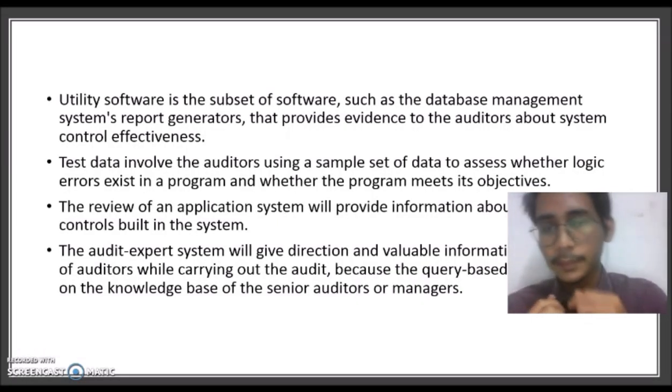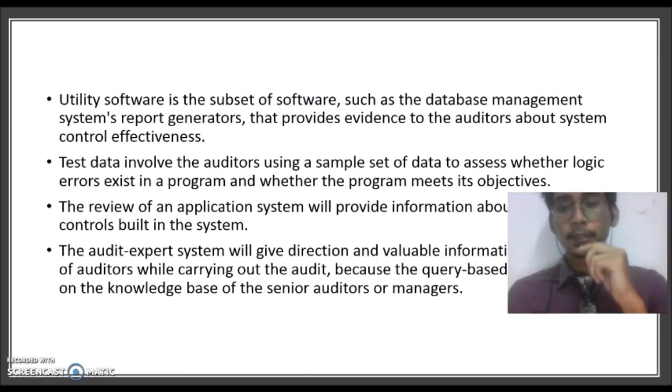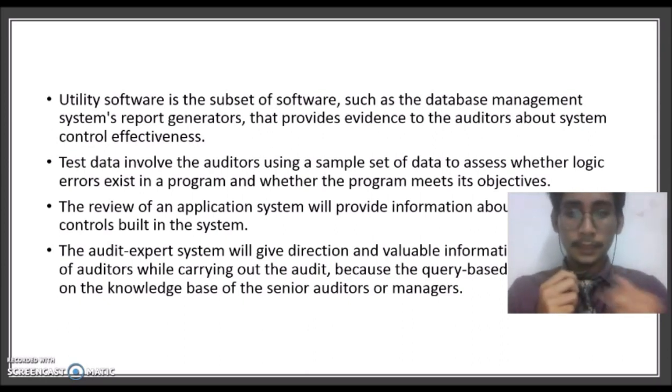So next, besides generalized audit software, there is also utility software, which is a subset of software. Utility software actually provides evidence to the auditors about system control effectiveness. And besides utility software, there is also test data, which involves the auditors using a sample set of data to assess whether logic errors exist in the program and whether the program meets its objectives. So test data is also an important tool and technique provided by CAATs.